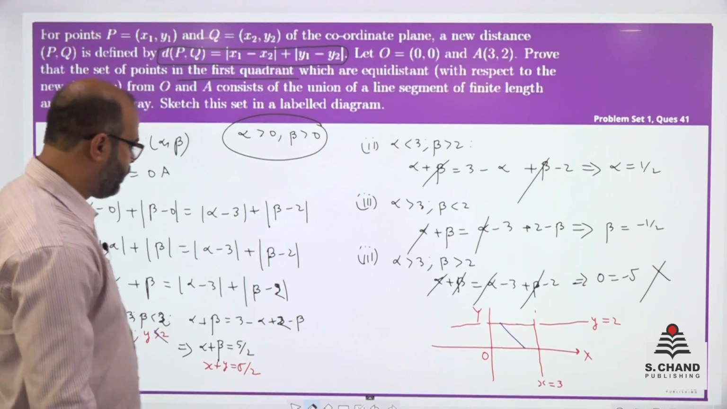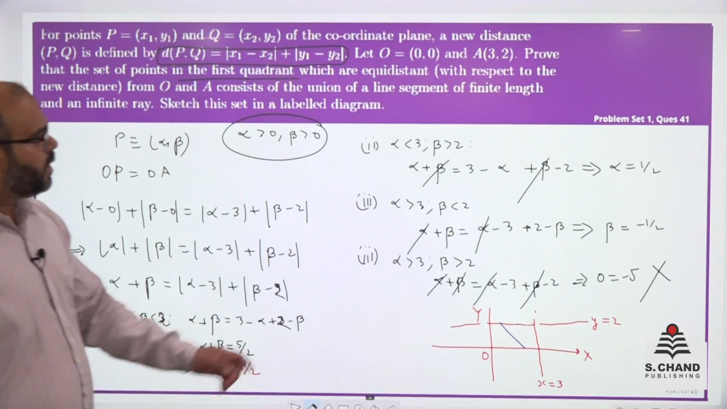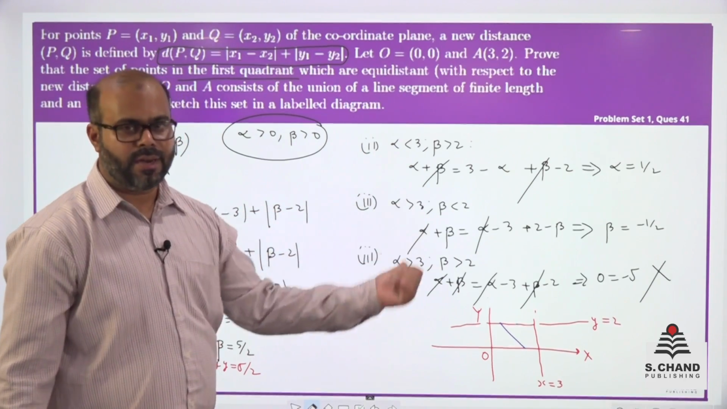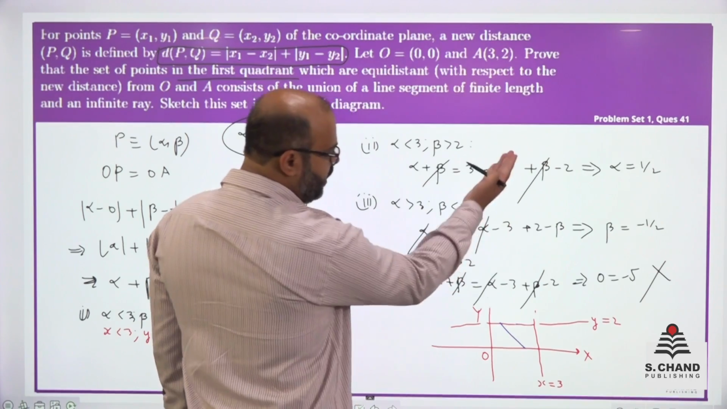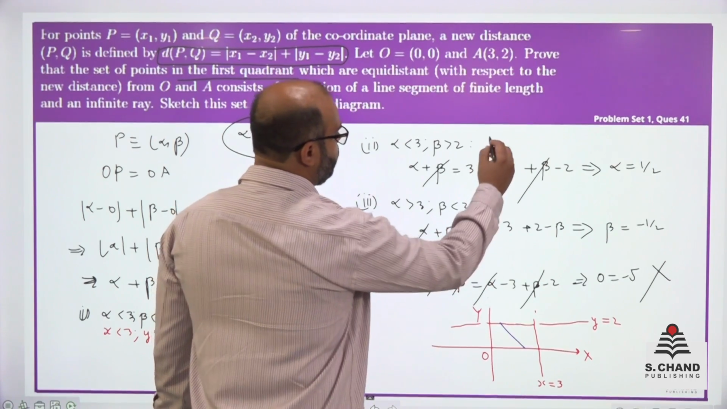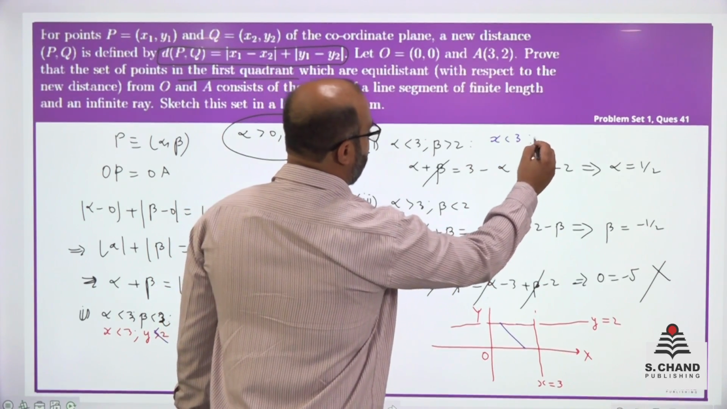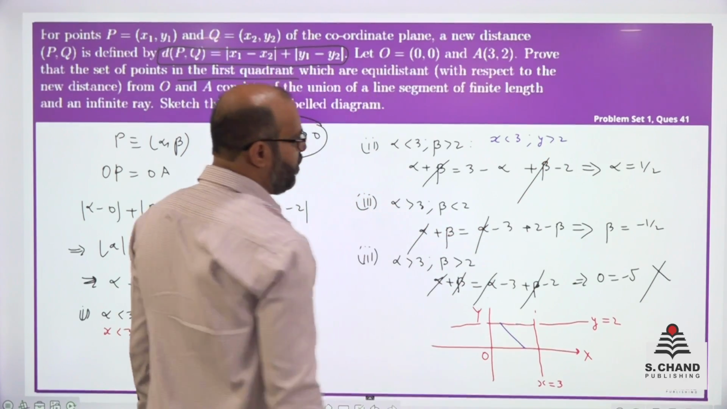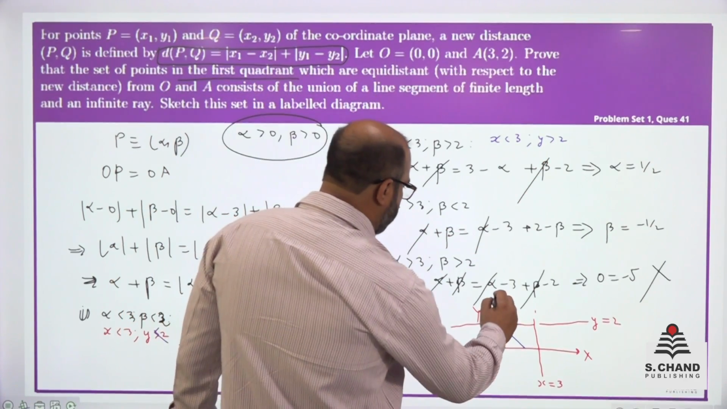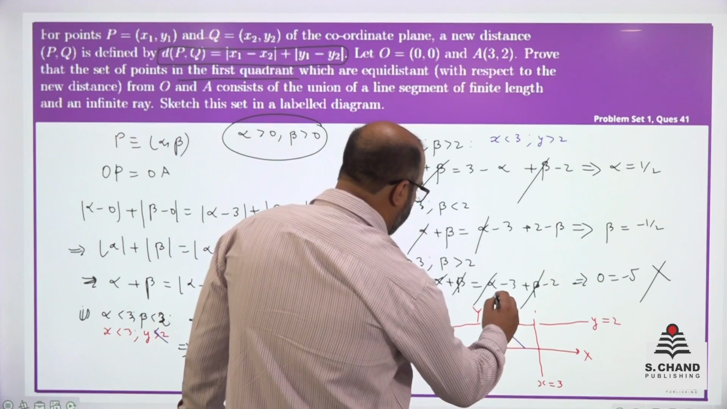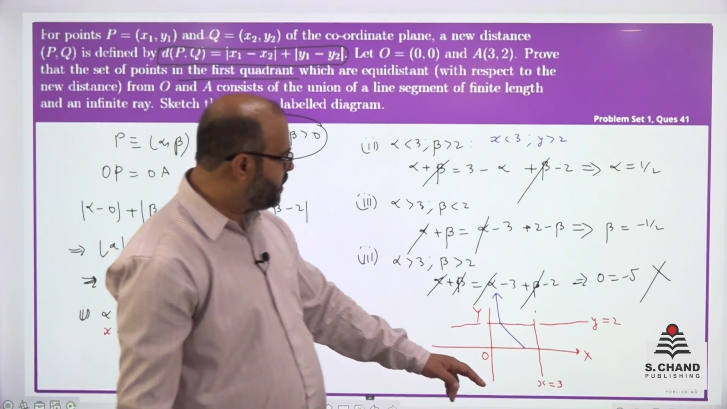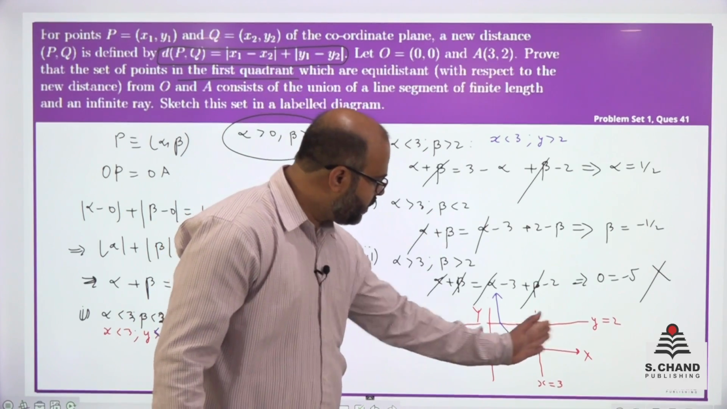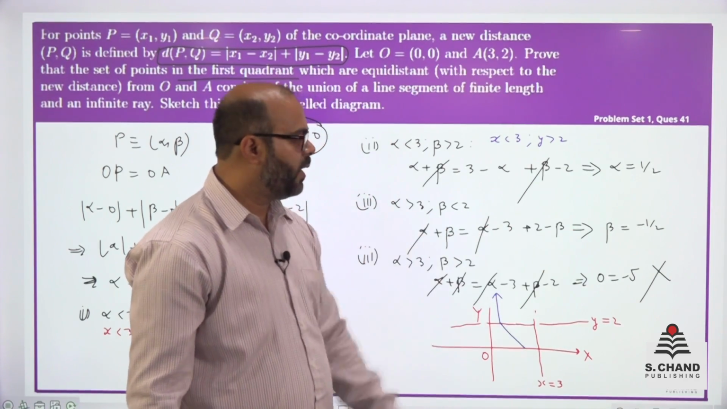on the y-axis. And next, if alpha less than 3, beta greater than 2. So when alpha is less than 3 and beta is greater than 2, x is less than 3 and y is greater than 2. We have alpha is equal to half. So this line like this. And when alpha greater than 3, beta is less than 2. Alpha greater than 3, beta less than 2, beta is minus half.